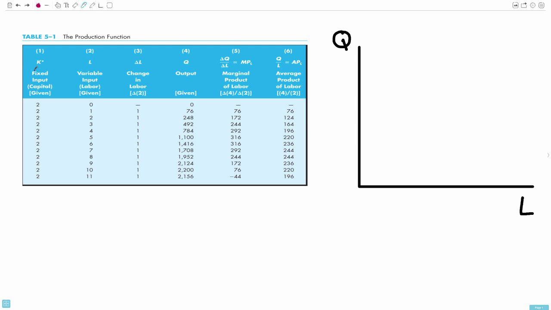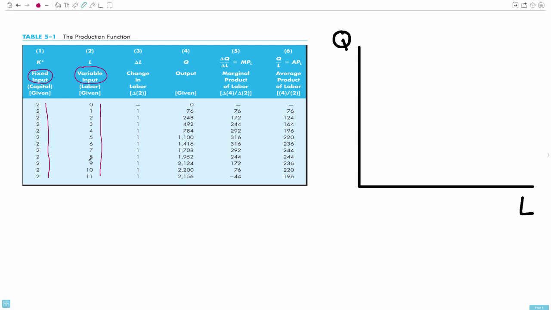Number one, here you have a fixed input, capital, and as you can see, it is not going to change. It always stays at 2 units regardless of the amount of output that you produce. And number two, you are going to have a variable input L, labor, which is the one that in the short term is going to be variable, or increasing, in this case, by 1 unit.